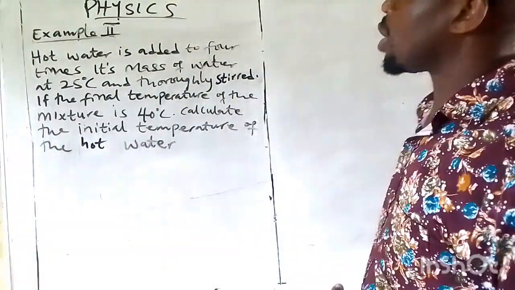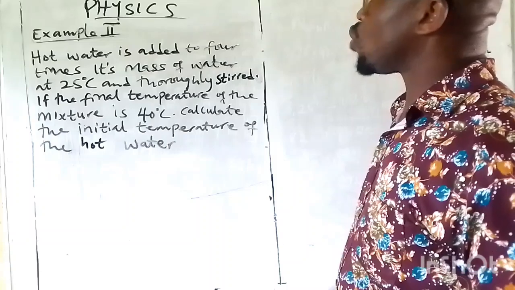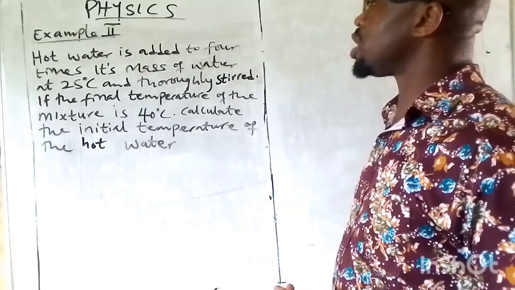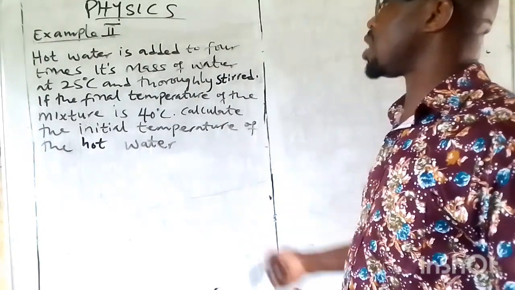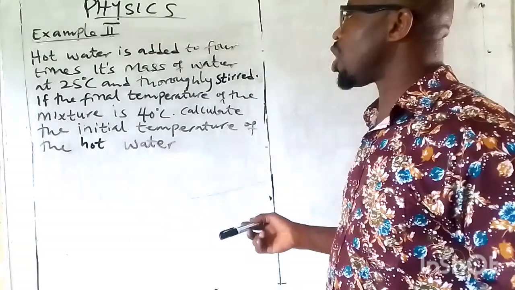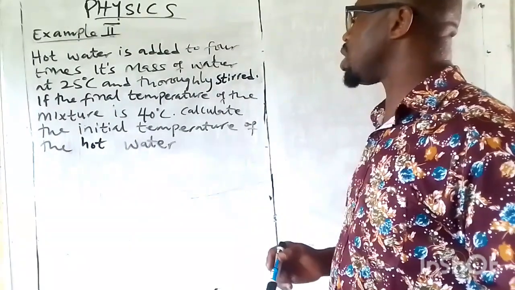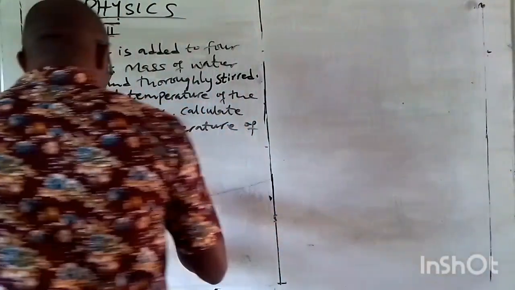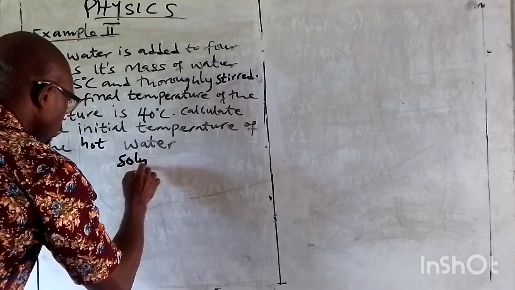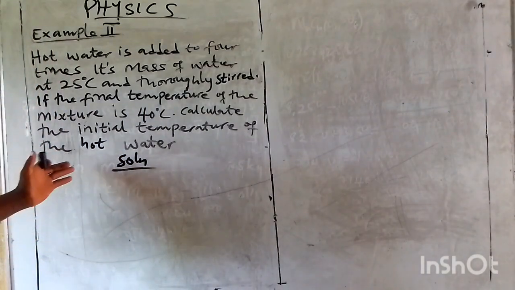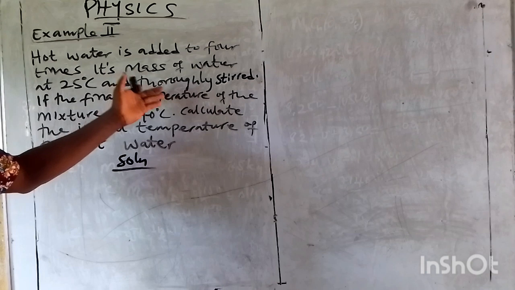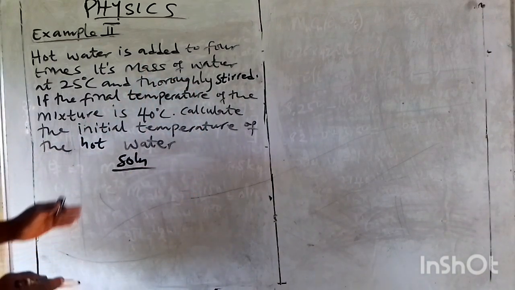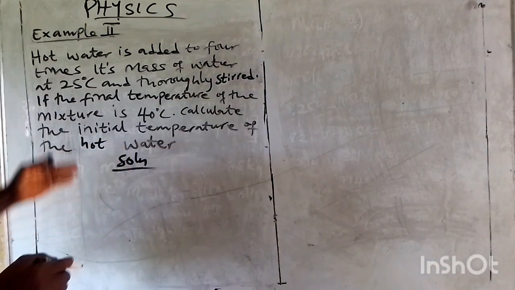Example 2. Hot water is added to 4 times its mass of water at 25 degrees Celsius and thoroughly stirred. If the final temperature of the mixture is 40 degrees Celsius, calculate the initial temperature of hot water. Solution. Of course, here we discover that the mass of water is not given. The specific heat capacity is not given. The question is for the table.